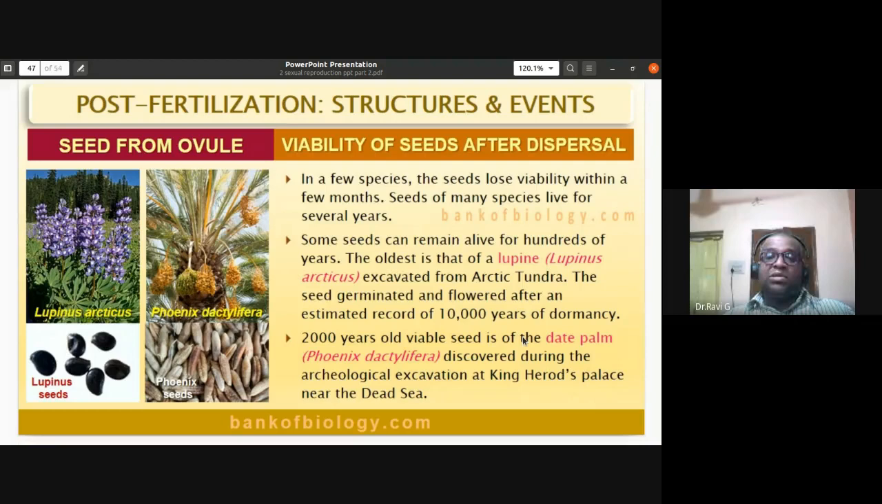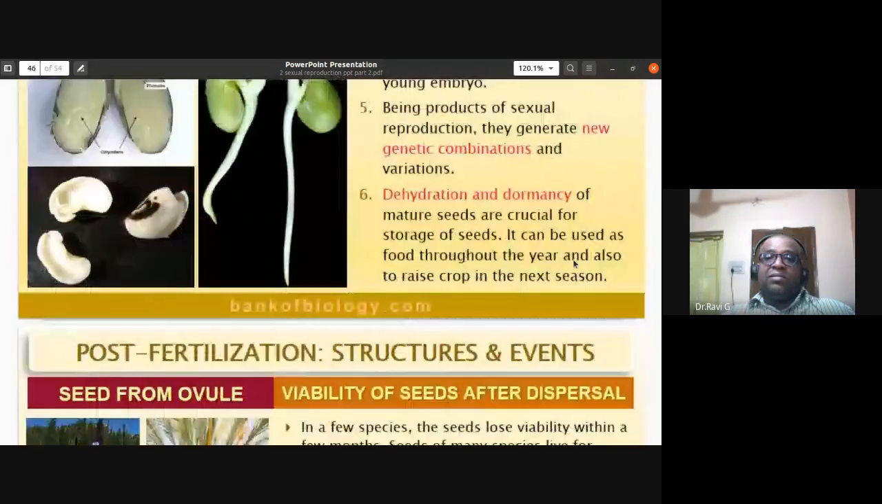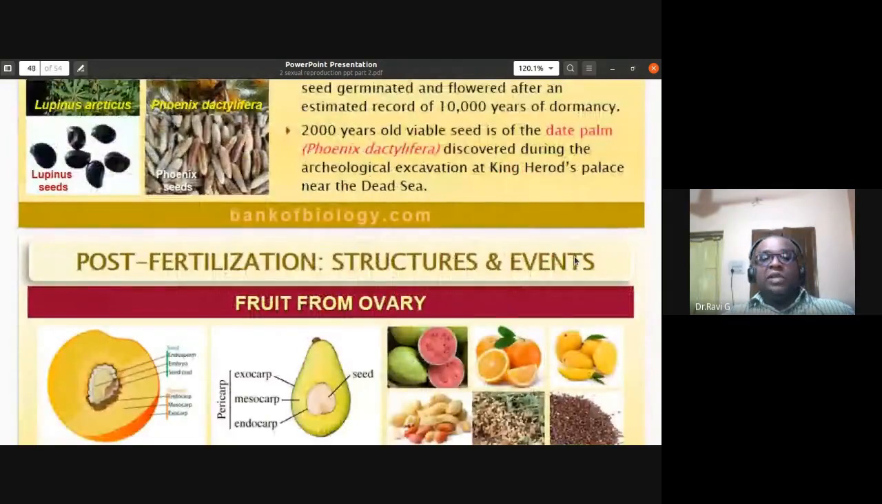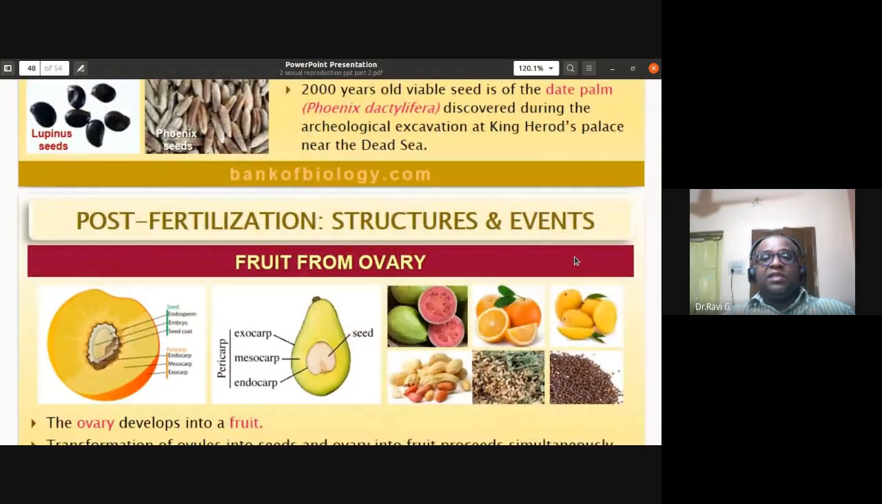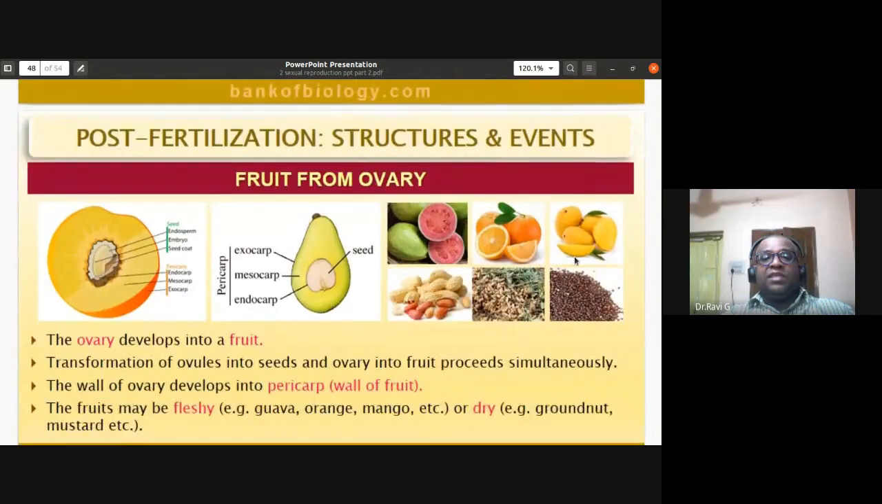So these are all the advantages of seed. They can be stored for a longer duration because they are dehydrated and dormant. They can be used as food throughout the year. These are all the advantages of seeds when compared to the other forms. Okay, so the next stage.